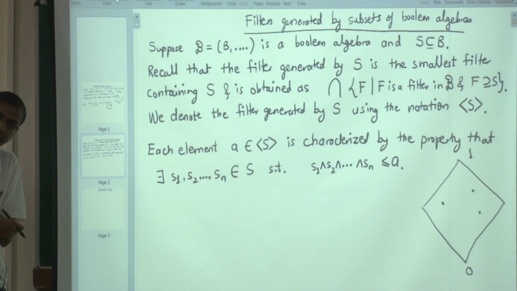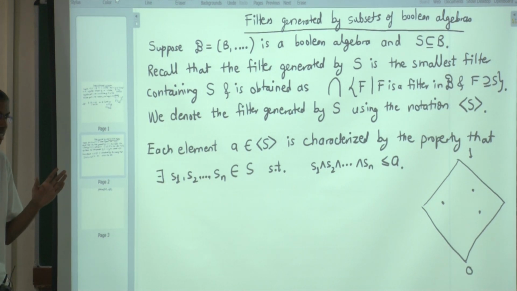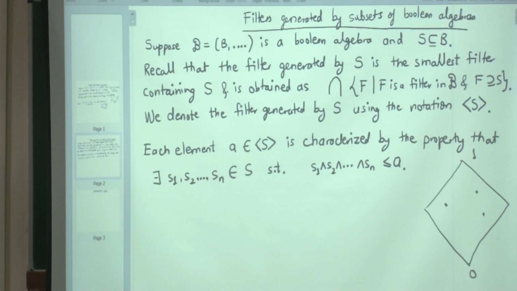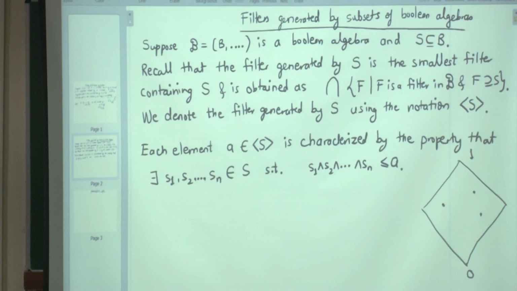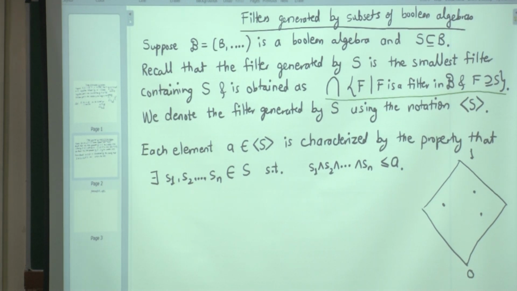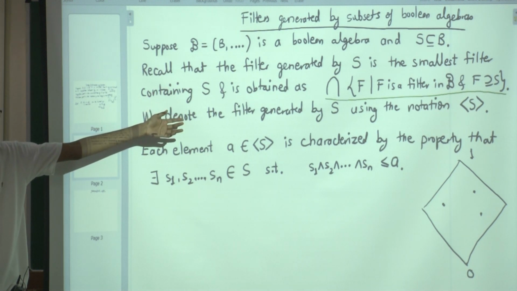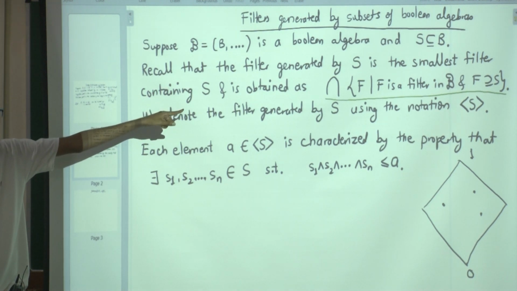Now you remember that any arbitrary intersection of any arbitrary family of filters is again a filter. Yes, we proved that. So this is precisely that statement. I am saying that the filter generated by S is precisely this. It is the intersection of the family of filters which contain S. This intersection is always non-empty. Yes, what belongs there?